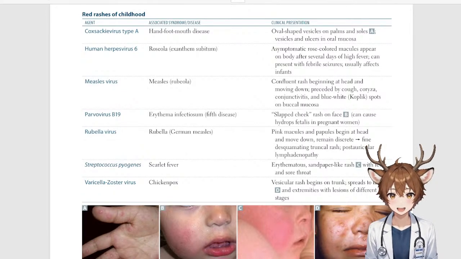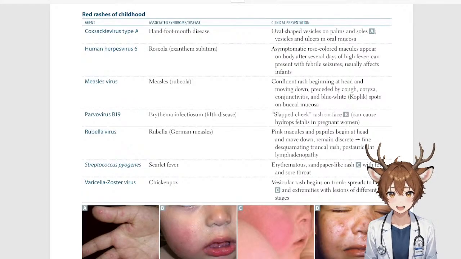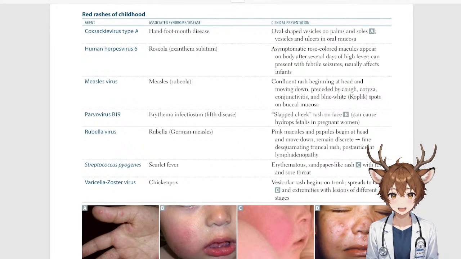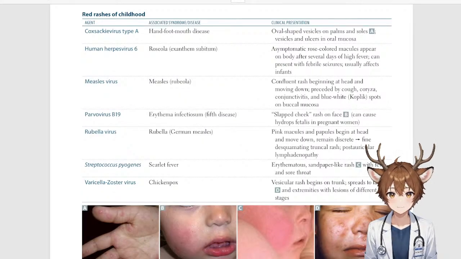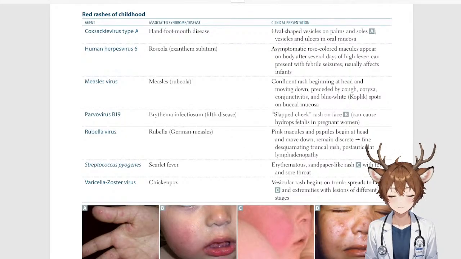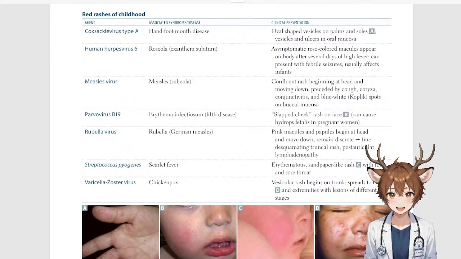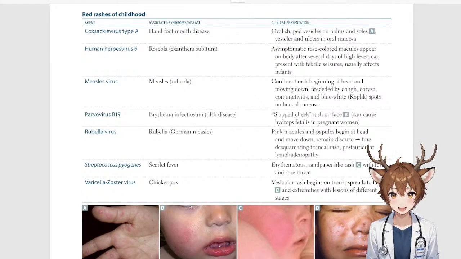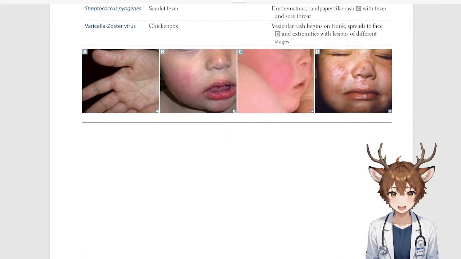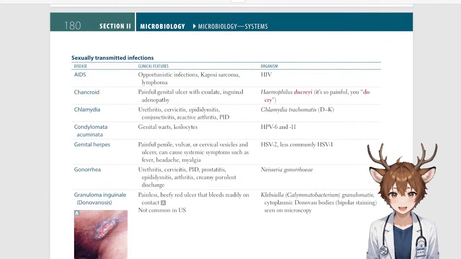What about varicella zoster virus? That's VZV. That is what causes chickenpox. Vesicular rash begins on the trunk, spreads to face and extremities with lesions of different stages. And then they show a picture D for chickenpox. And that later becomes, I believe, herpes zoster. Shingles, that kind of thing, for reactivation anyway. So that's a different disease presentation, but caused by the same virus. In that case, reactivation of the original virus that you had.